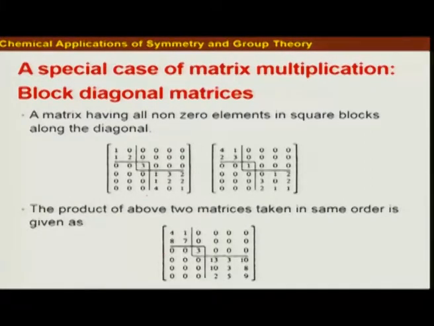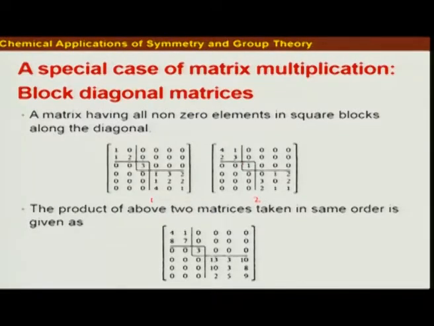So say this is matrix 1, this is matrix 2, and you can see that this square block along the diagonal, and again this square block, are all along the diagonal, and only these blocks have non-zero elements, and this part and this part are all zeros. Okay, so this is one block factored matrix, this is another one, and they are block factored in the very same way.